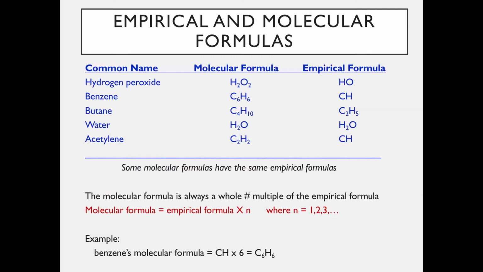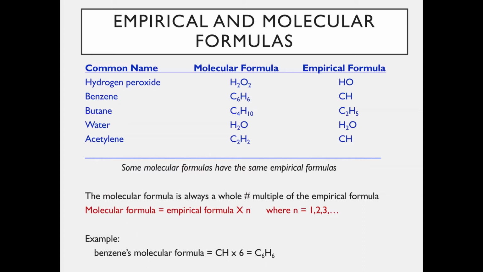Okay, our last and kind of most challenging topic for today is empirical and molecular formulas. And this may be something new to this class, whereas the other stuff you may have seen before. So we have two different ways of talking about formulas for our compounds: molecular formulas and empirical formulas. Molecular formulas will show you the total number of atoms in that molecule. So if we look, hydrogen peroxide is H2O2. That's a really common one.